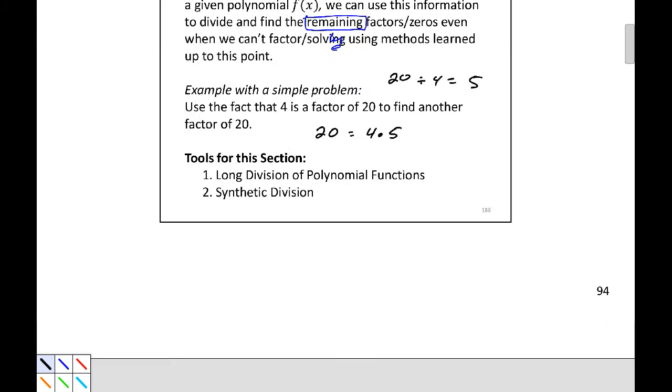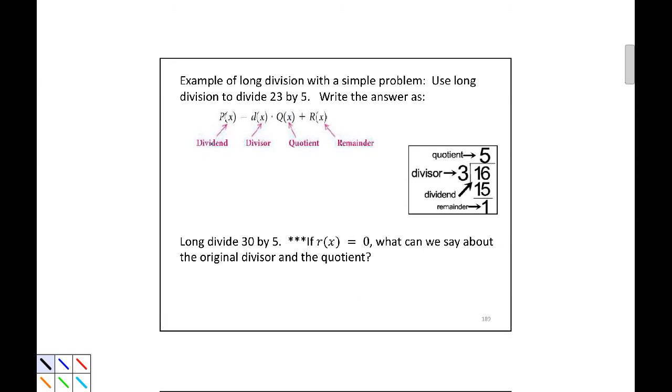Let's try one more series of examples. Here's an example of long division with a simple problem. Use long division to divide 23 by 5. And we're going to write our answer as our dividend equals our divisor times our quotient plus our remainder. We have those written as r of x, p of x, d of x, and q of x because we are going to be dealing with functions for the rest of this section.